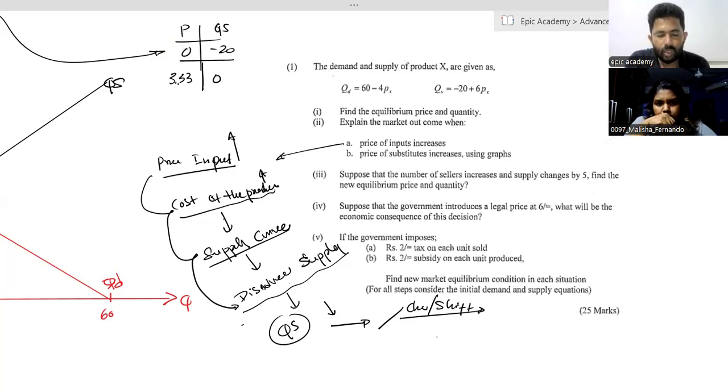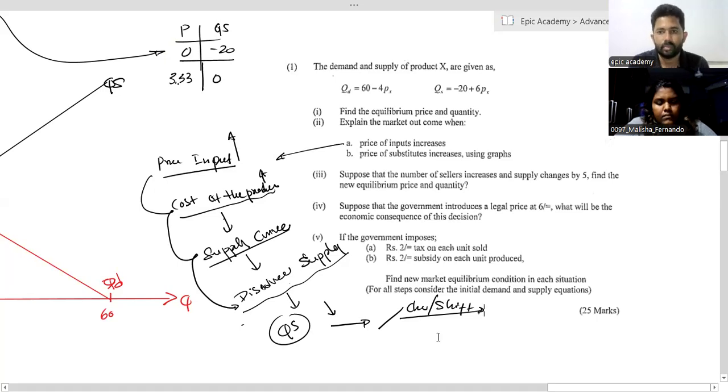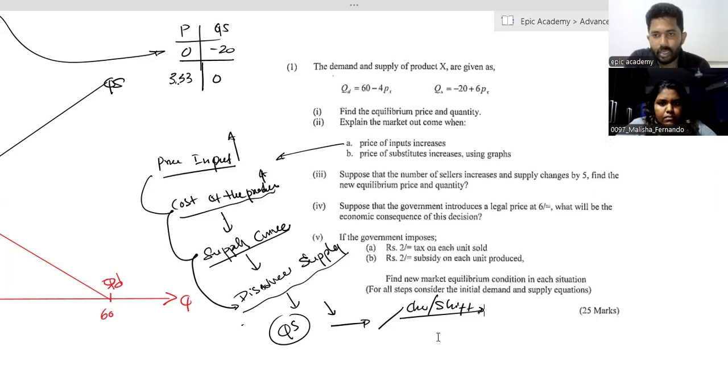Definitely, because of the increasement of the input, supplier will be discouraged. Quantity of supply also reduces. No doubt about that one. The QS curve shifts backward, shifts upward. It helps to increase the price of the commodity, and the exchange quantity also can be reduced.